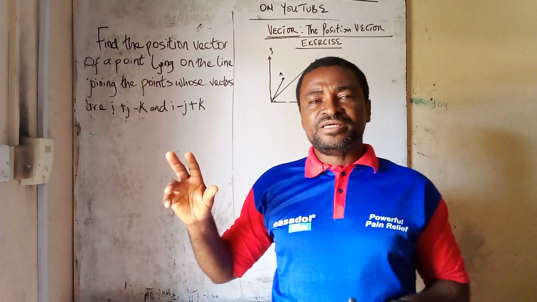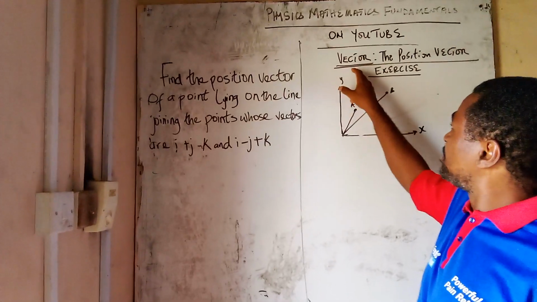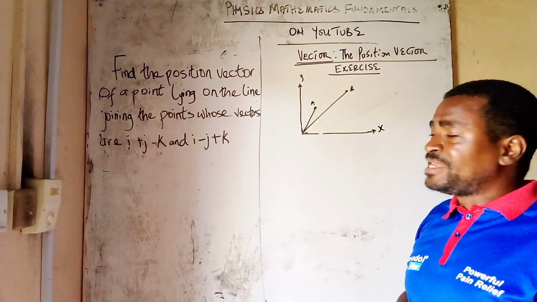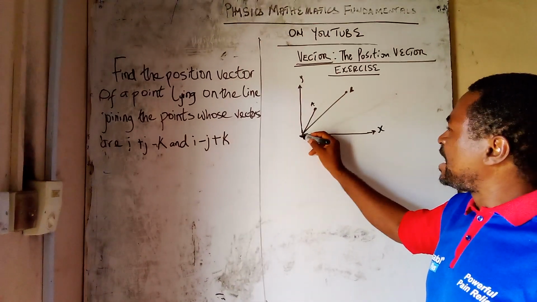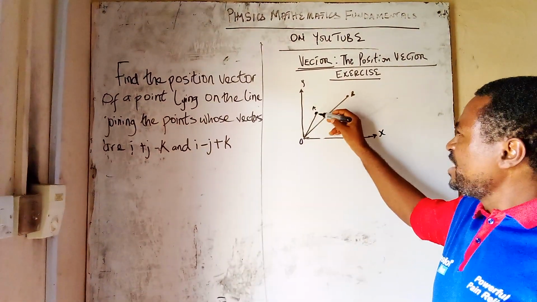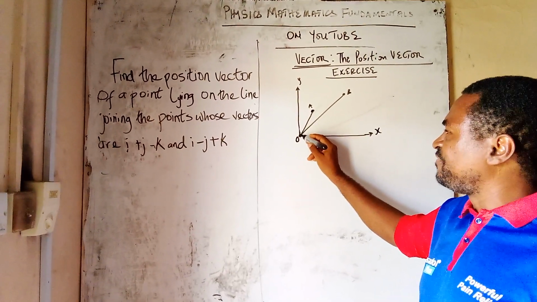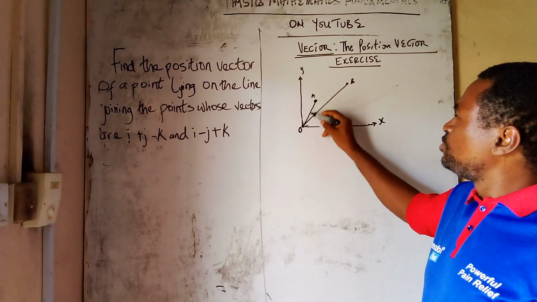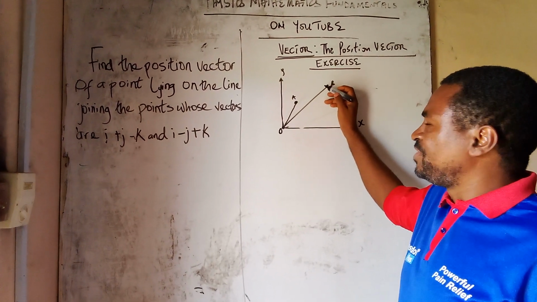Today, we are taking a topic in mathematics, and that topic is under vector, and the subtopic is the position vector. So we are going to do an exercise. Now, what do we mean by position vector? It's talking about having to locate points with respect to a fixed point. Let's say this point here is at the origin, it's a fixed point. We have variable point A and variable point B. To be able to locate the position of A and position of B, we have what is called position vector.